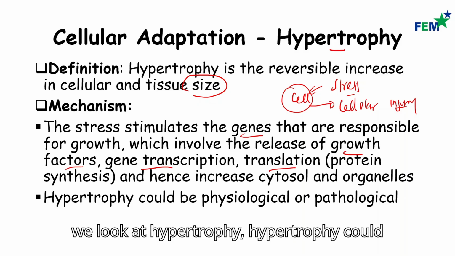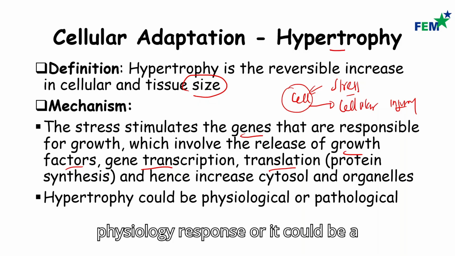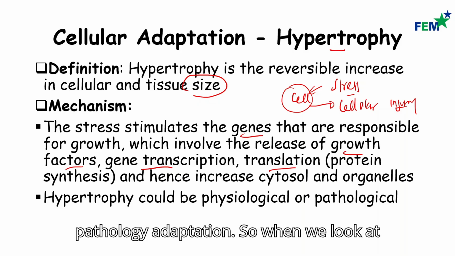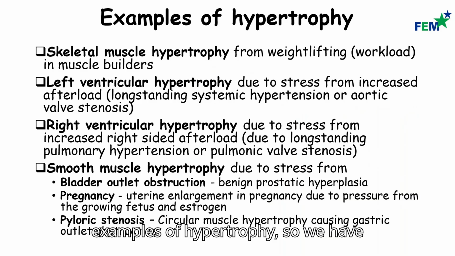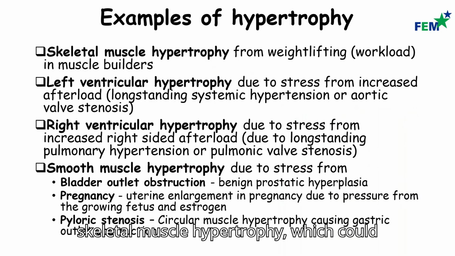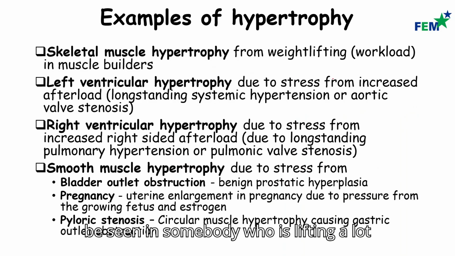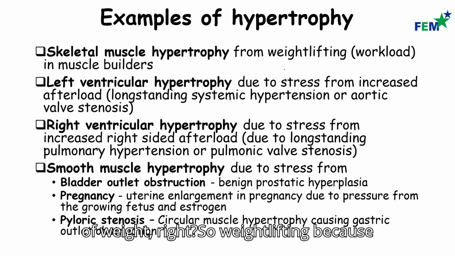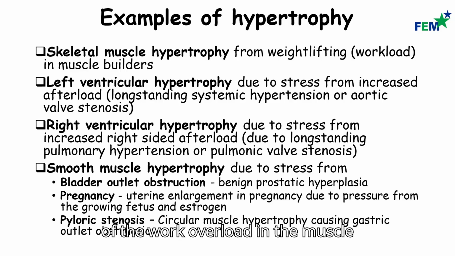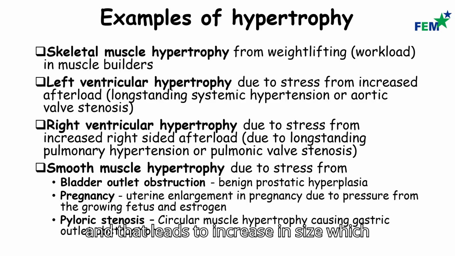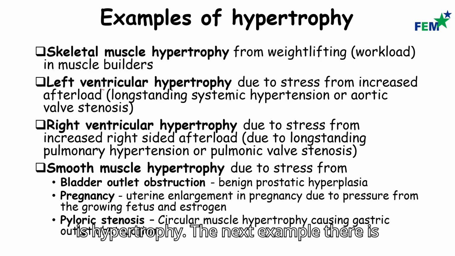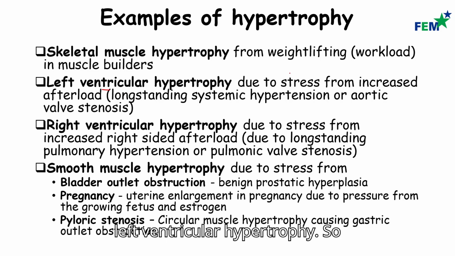When we look at hypertrophy, it could be a physiologic response, or it could be a pathologic adaptation. Examples of hypertrophy include skeletal muscle hypertrophy, which could be seen in somebody who is lifting a lot of weight, like a weightlifter or muscle builder. Because of the workload, that stimulates the genes in those muscles, and that leads to an increase in size, which is hypertrophy. The next example is left ventricular hypertrophy.